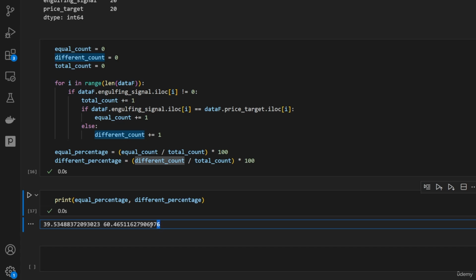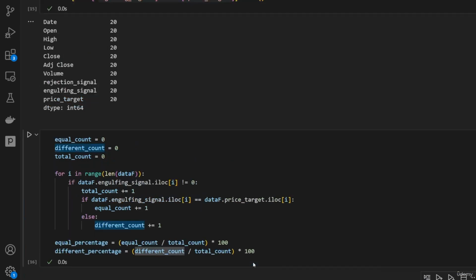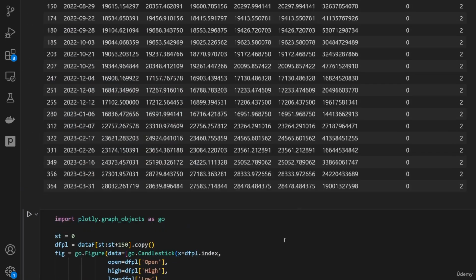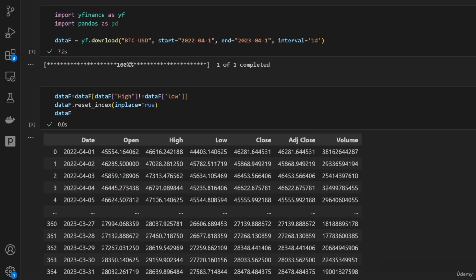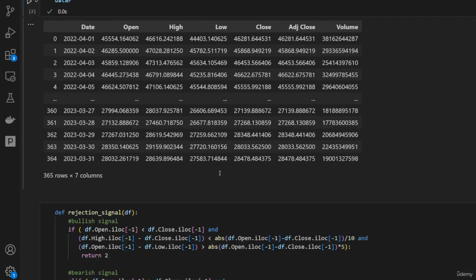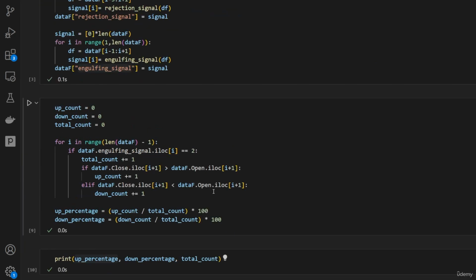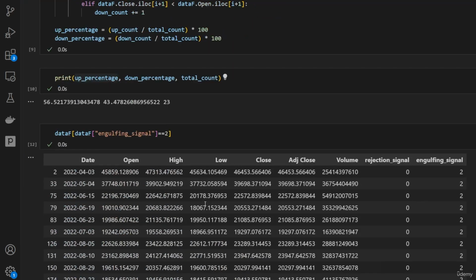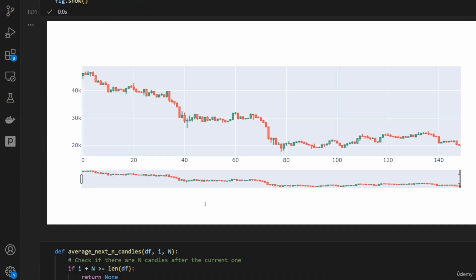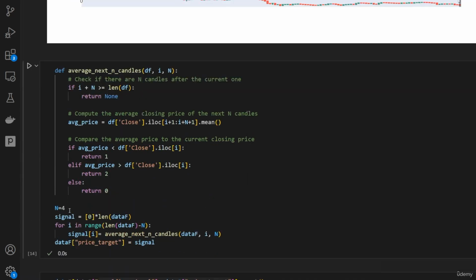So I wouldn't say it's a great signal in these conditions. Now remember, we're using this on Bitcoin US dollars, so it also might be asset dependent, and we're using it on a daily time frame. And we are also defining the future average of the price, so that's the price target, using only 4 candles in the future. Maybe the price didn't have the time to move enough in those 4 candles.